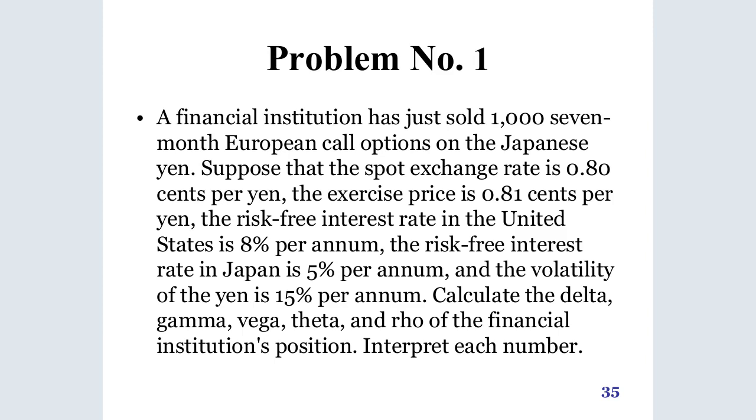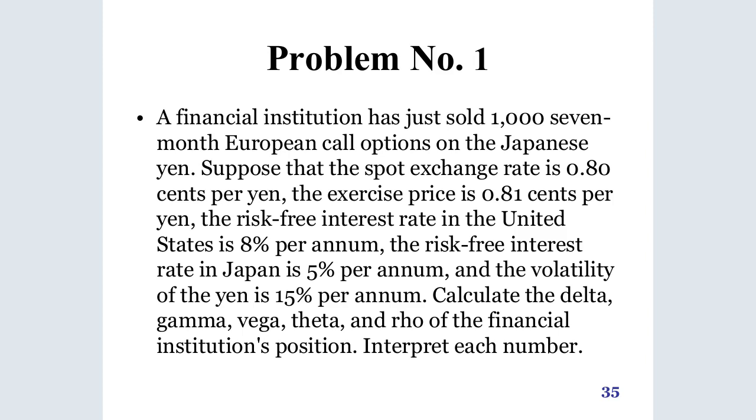Okay, let me show you a few problems, and then I'll show you another exercise. I've sold 7-month European call options on Japanese yen. The spot exchange rate is 0.8 cents per yen. The exercise price is 0.81. The risk-free interest rate in the US is 8%. The risk-free interest rate in Japan is 5% per annum, and volatility is 15%.